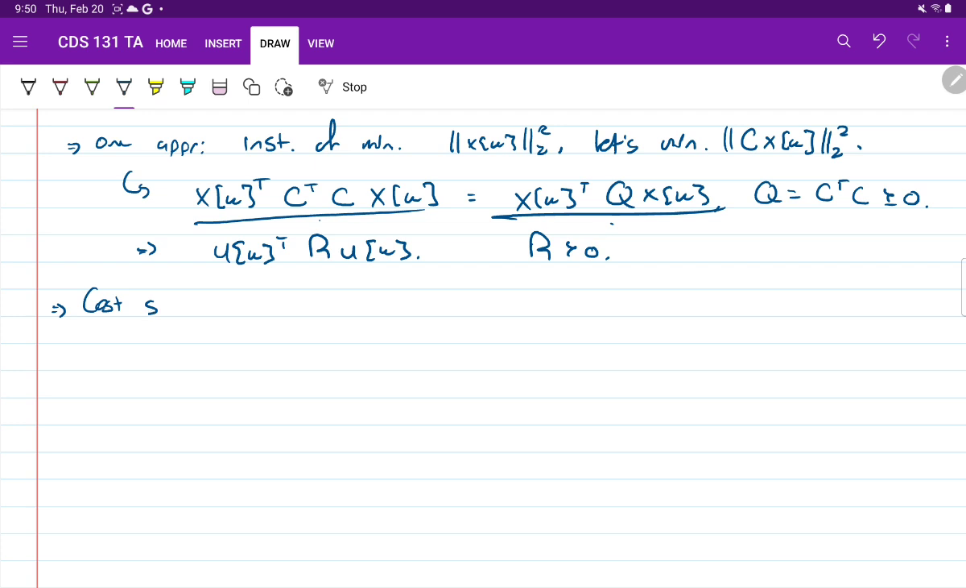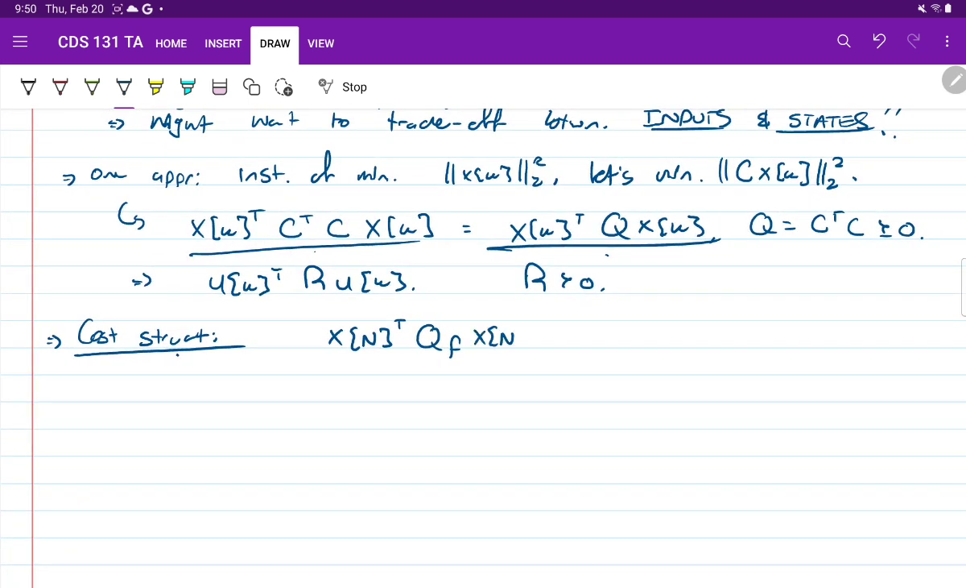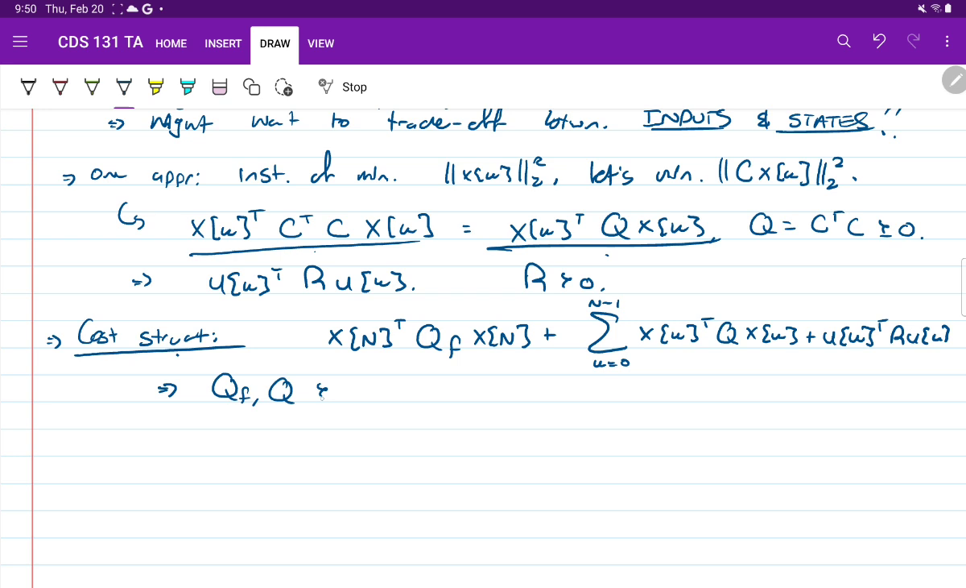Well, we're going to have a cost structure of, let's say, x at time n transpose times some matrix Q final times x at time n, plus the sum going from k equals 0 up until n minus 1 of xk transpose Q xk plus uk transpose R uk. Here I'm going to take Qf and Q as symmetric positive semi-definite matrices, and I'm going to take R as a strictly positive definite matrix, okay?